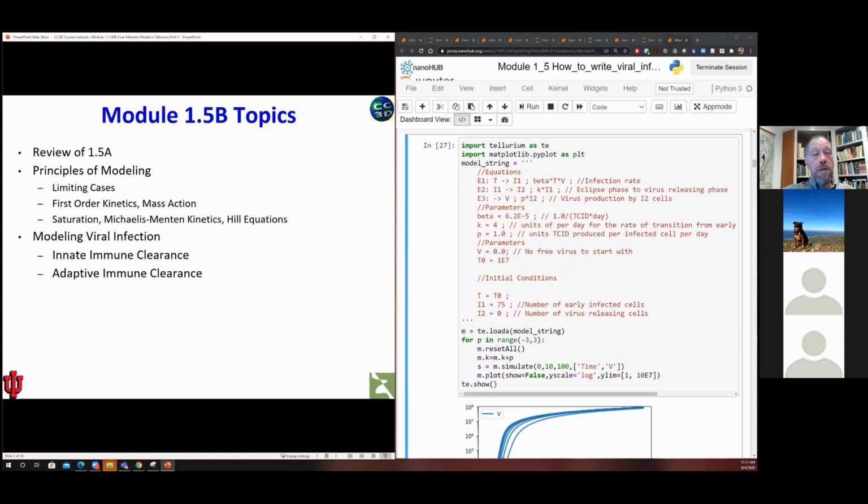I'm going to talk a little bit about the principles of modeling, addressing some issues that came up yesterday. And then we're going to continue building our model of viral infection and clearance, talking about innate immune clearance and adaptive immune clearance, and show that with some very simple assumptions, we're able to replicate the observed pattern of viral load that's seen in influenza infection in vivo.